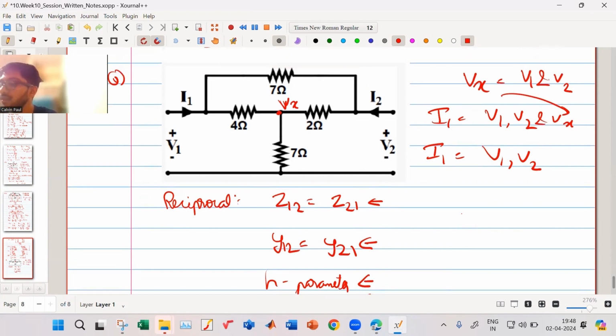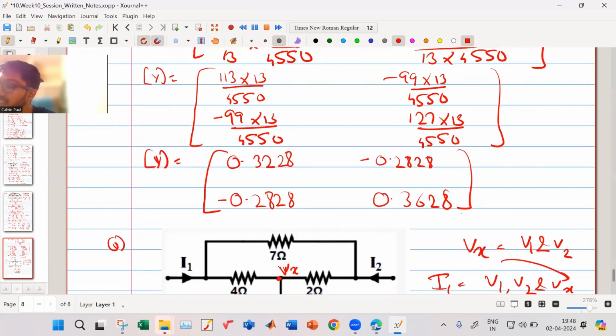Is it a symmetrical network? No, it is not a symmetrical network because your Y11 is not equal to your Y22. And also, if you see, your Z11 also is not equal to your Z22. Yes, sir, that's why.